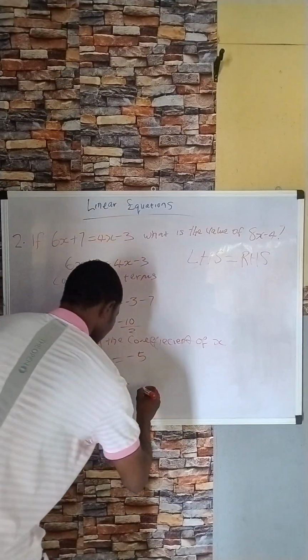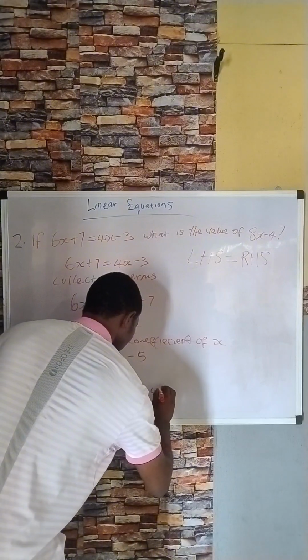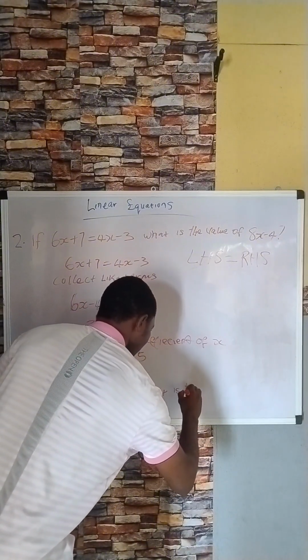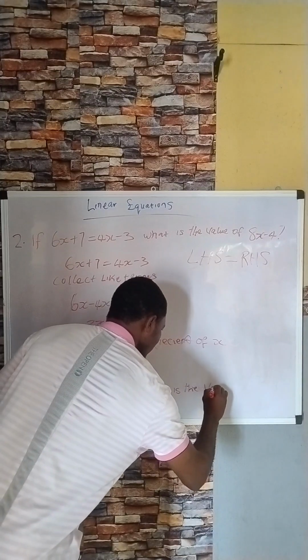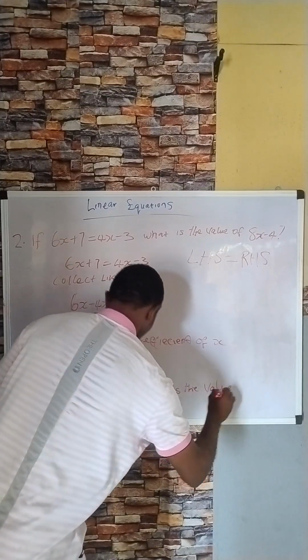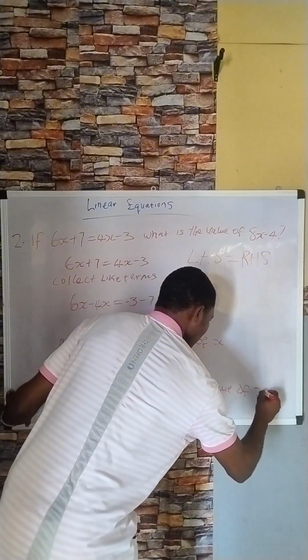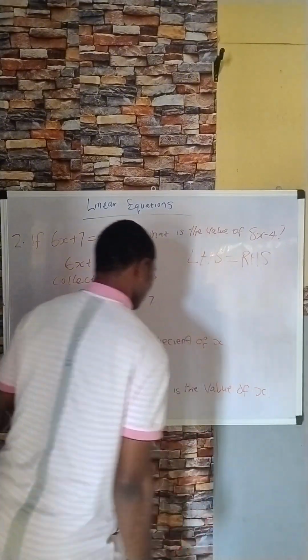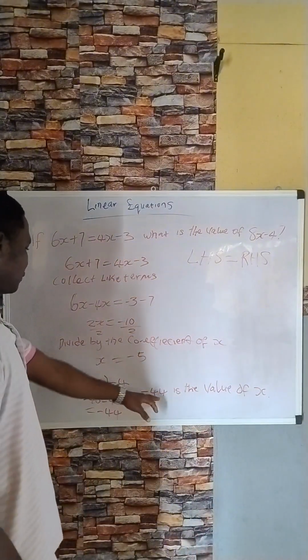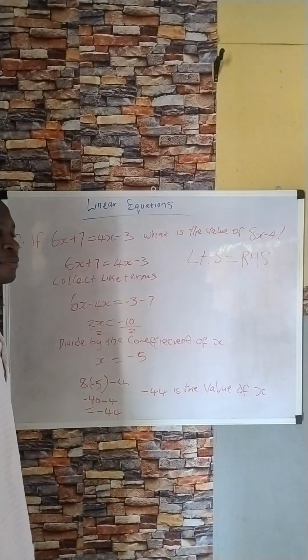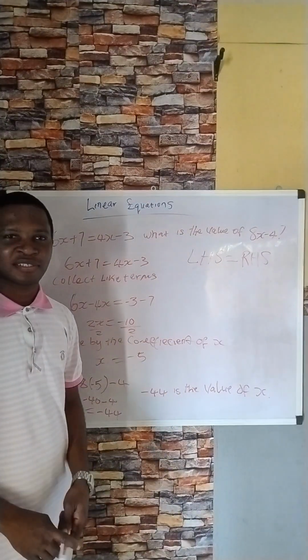So write it out here. Negative 44 is the value of 8x minus 4. So that's it. This is our answer for this question. So let's take another example on this.